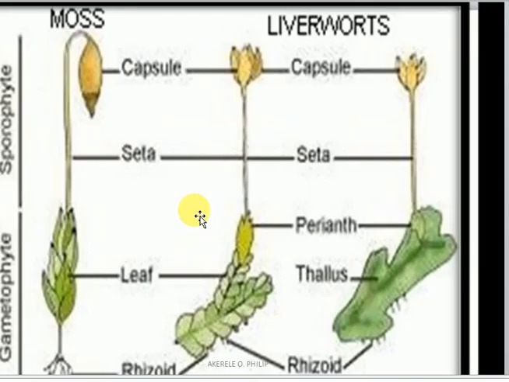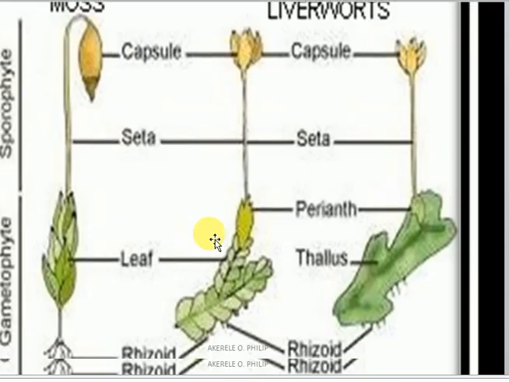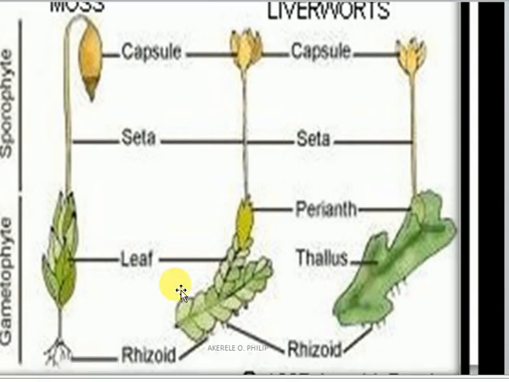These bryophytes don't have roots. They have a structure called rhizoid. They don't have a true leaf. They don't have a stem. They don't have vascular bundles. So they reproduce only when there's water.